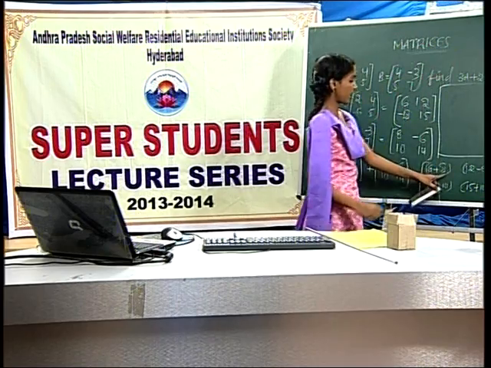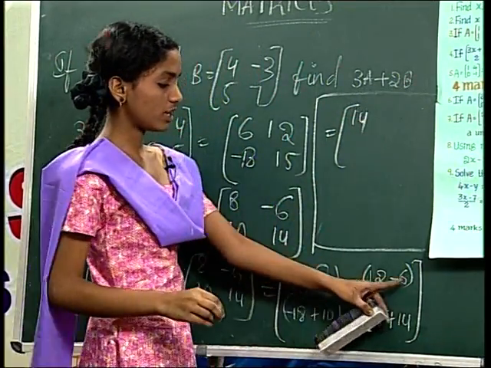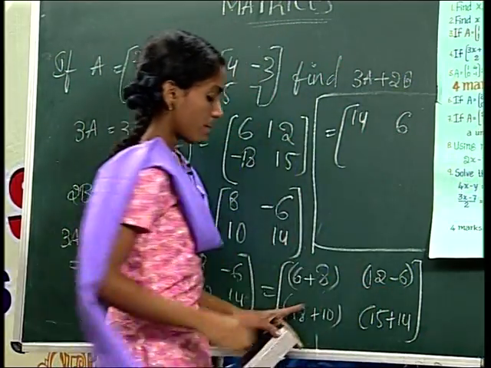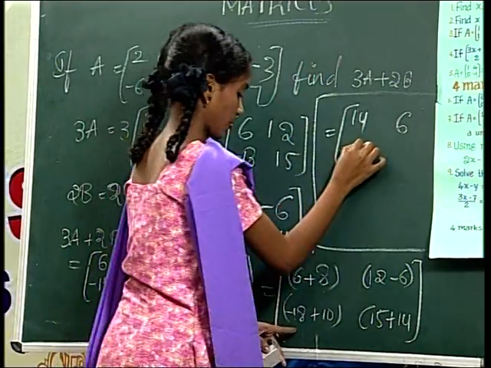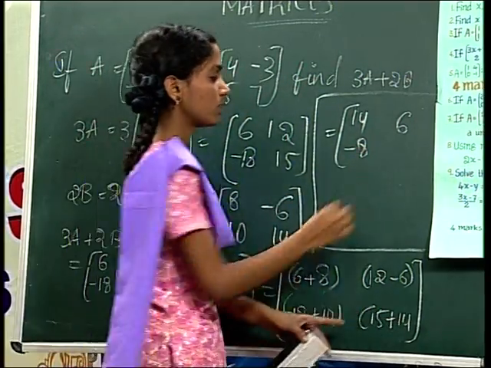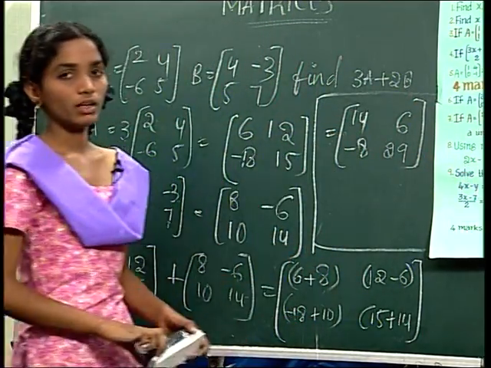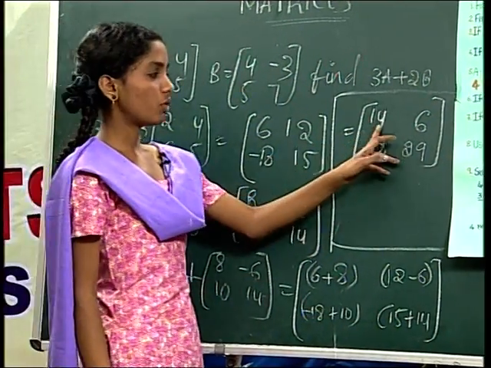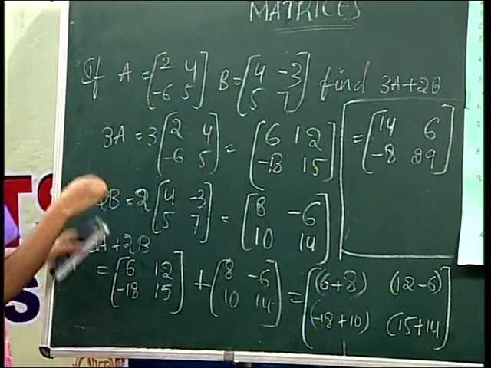See here, 6 plus 8 is 14, 12 minus 6 is 6, minus 18 plus 10 is minus 8, 15 plus 14 is 29. What is this? 3A plus 2B. The matrix of 3A plus 2B is 14, 6, minus 8, 29. This is the addition of matrix.